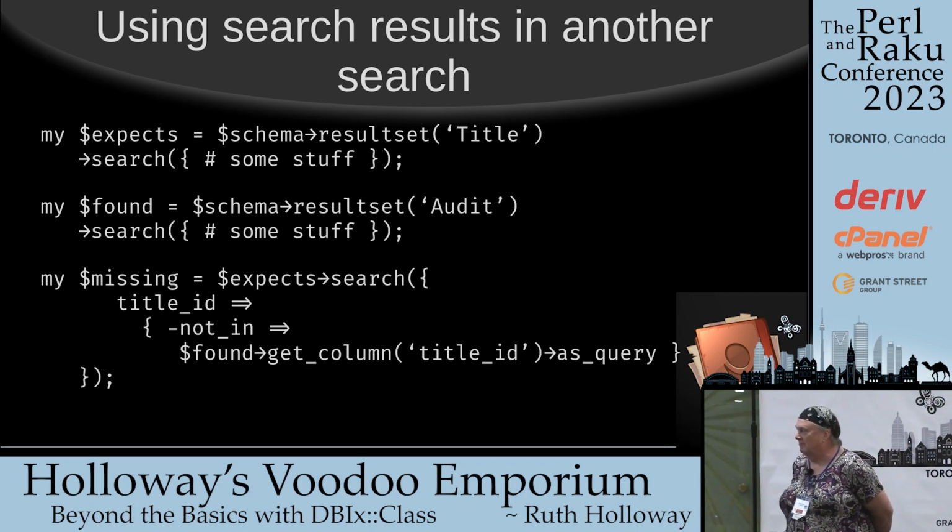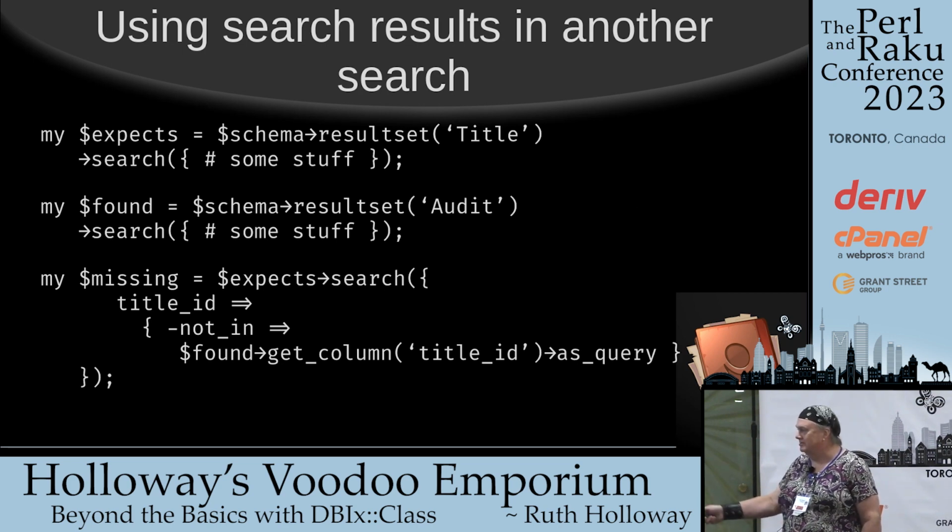So I have a bunch of car titles in a file at a place that handles lending for cars. And I'm going to audit them and make sure that I have all the ones I'm supposed to have for the cars that I currently have notes on. So I'm going to search some things in both of those. And missing is search title ID, not in. And here's the trickery. Found get column title ID as query.